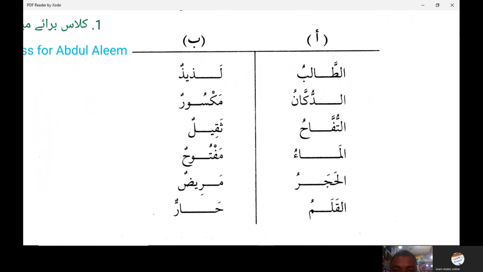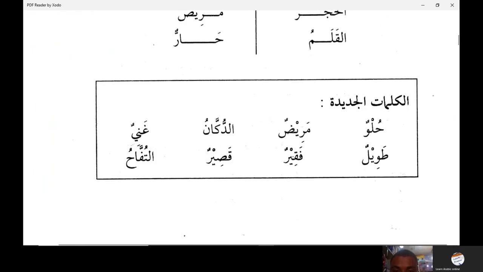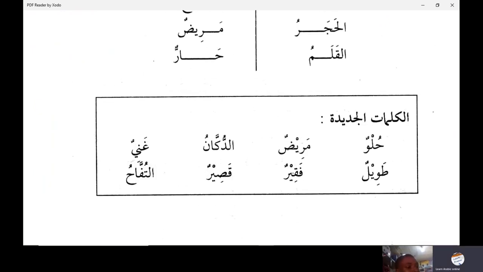Al-ma'u harun. And what about tufaha? What is the meaning of this? At-tufaha means the apple. Yes. Okay, at-tufahu ladhidhun. Al-ma'u harun. Al-hajaru thaqilun. Al-qalamu maqsurun. Al-kalimatu al-jadida. Jadida. Hulw, I mean sweet, right? Hulwun, sweet.